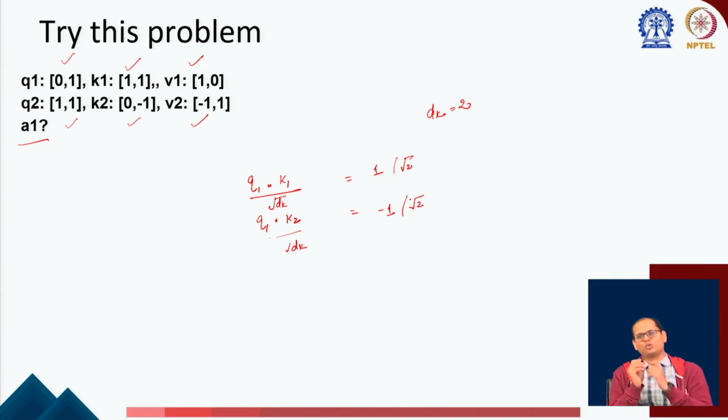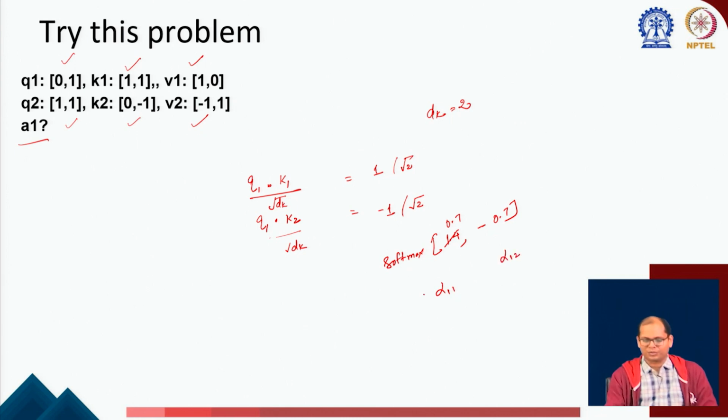So, you have got 2 values. Now, you take a softmax of this. Roughly, this will be 0.7 and minus 0.7. Compute the softmax for this. Suppose you get 2 values, you call them alpha 11, alpha 12. They will add up to 1, and they are all greater than or equal to 0. In this case, both are greater than 0.